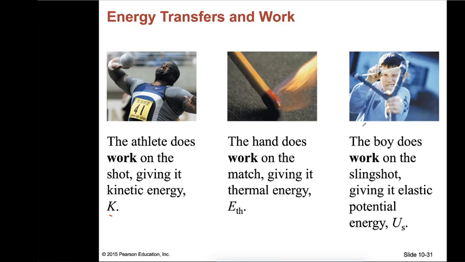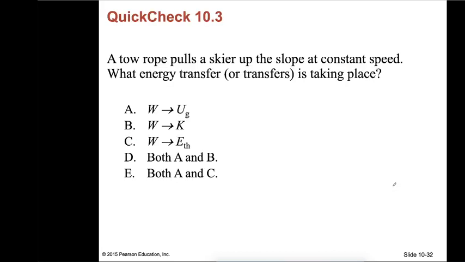In the last figure, the boy does some work on the slingshot, giving it elastic potential energy. So when he's pulling this rock, he's doing some work, and this work is converted into the spring energy of the slingshot. Okay, now let's see another example.